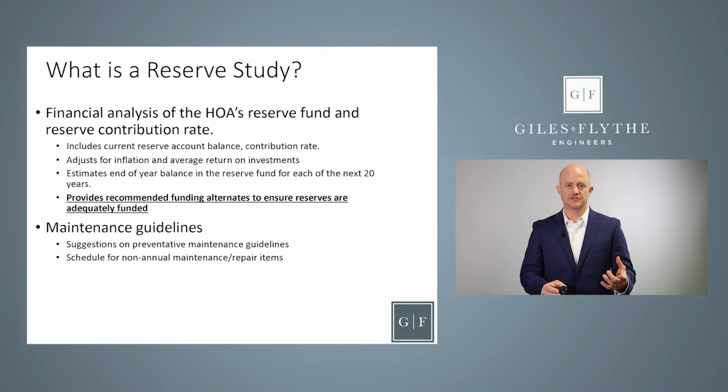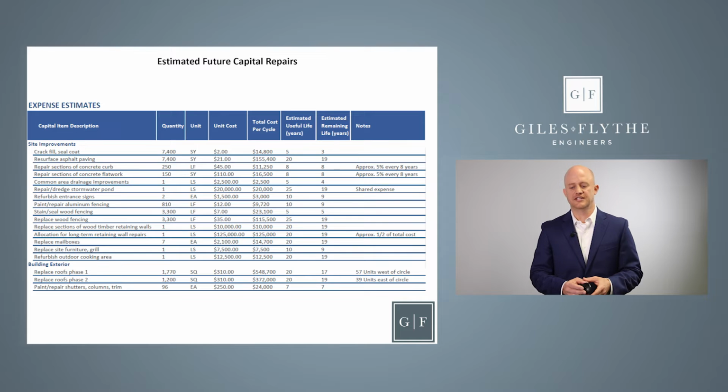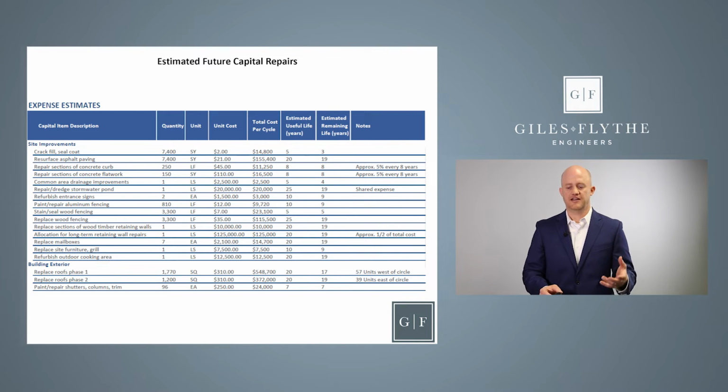The reserve study will also typically include all the data set up in typically tables or spreadsheets. I've included a couple excerpts from a reserve study to kind of show you how the information is typically presented. On this page we have the estimated future capital repairs. This is where we set up our expense estimates for your particular association. On this column on the left, capital item description, there's a brief description of each capital repair item that we're estimating the association would be responsible for.